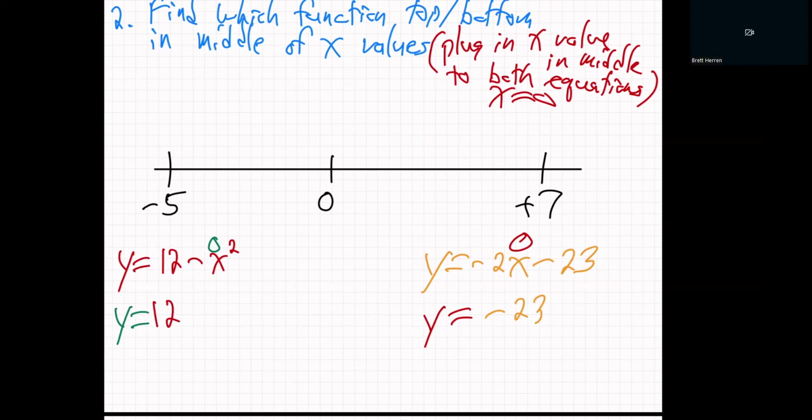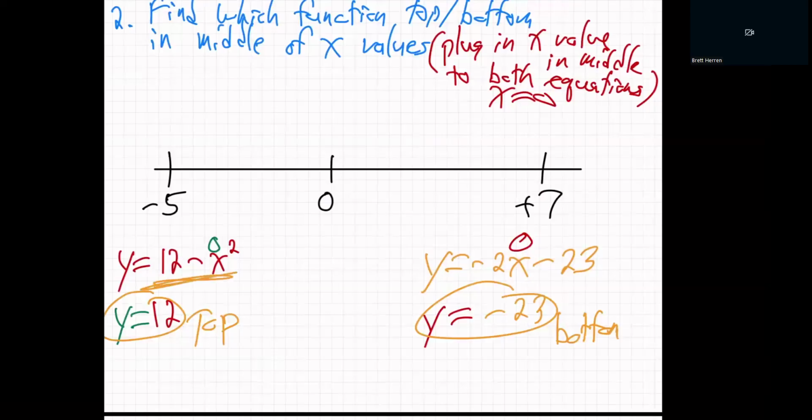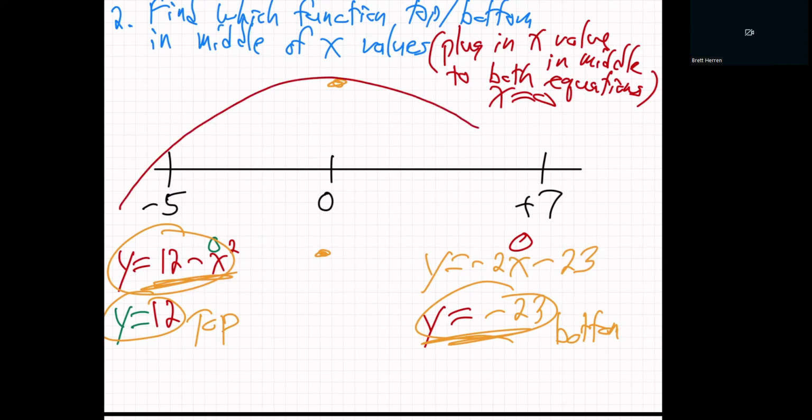So this one's on the top because 12 is bigger than negative 23. Remember, the y value is where it's at. So at x equals 0, this one is way up here, and this one is way down here on the bottom, right? So this function's on the top. Now, what is that? That's a parabola, right? You got x squared, which is always a u shape. It's a negative x squared, so it's a u shape upside down. So that one looks like something like that.